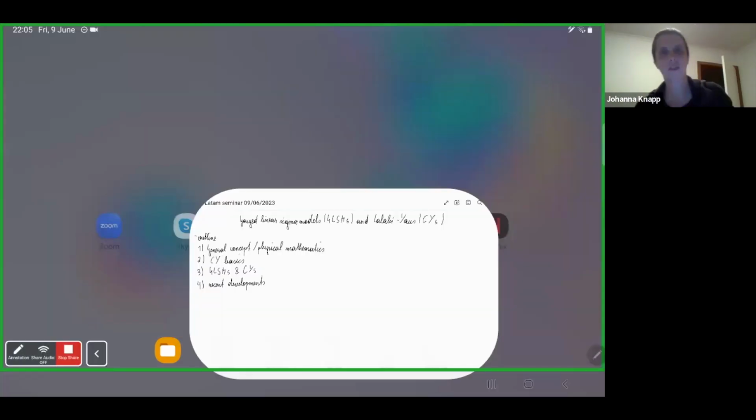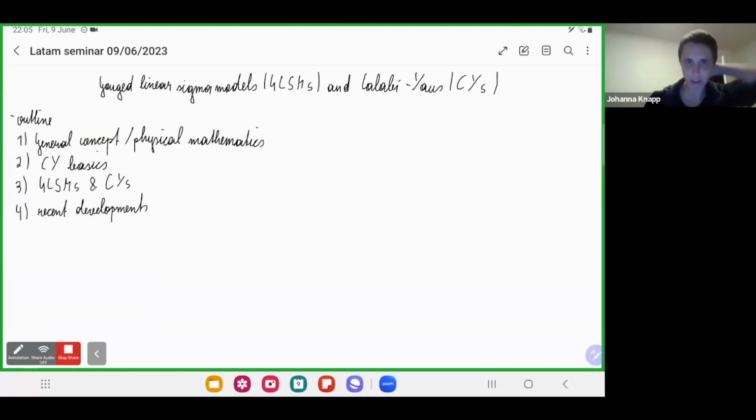All right, so my title is actually a rather technical one, called Gauged Linear Sigma Models and Calabi-Yaus. I just heard from Daniel that some of you may already know what Calabi-Yaus are. I will just sketch what they are in my opinion, which will not necessarily be the opinion of every mathematician. So here is the general outline and the plan of my talk.